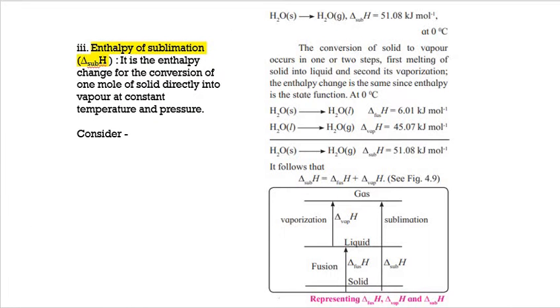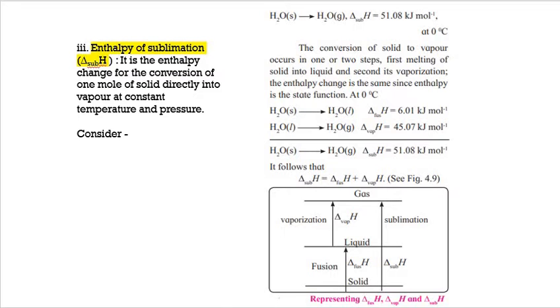enthalpy of sublimation. Enthalpy of sublimation is the enthalpy change for the conversion of 1 mole of solid directly to vapor at constant temperature and pressure. Means when solid water is converted into gaseous water, delta sub H is equal to 51.08 kilojoule per mole at 0 degrees Celsius. The conversion of solid to vapor occurs in one or two steps.